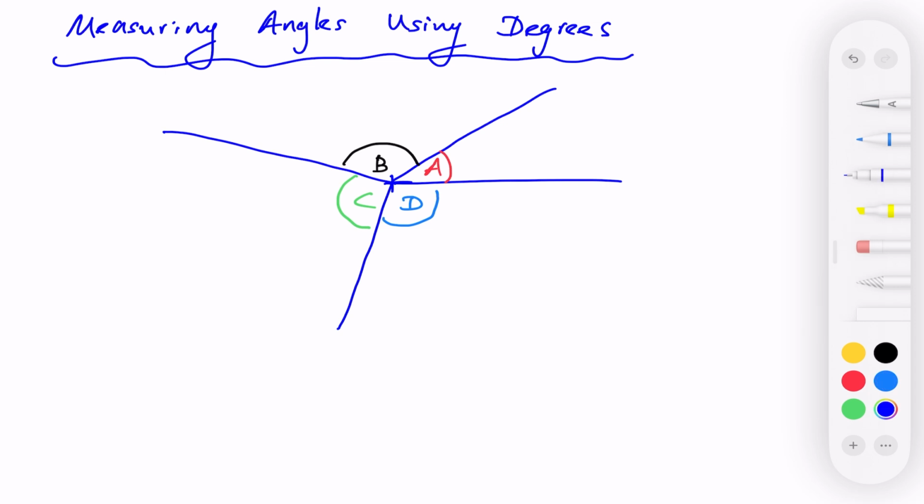We know the summation of all of those angles should be equal to 360 degrees. We can write it as an equation this way: angle A plus angle B plus angle C plus angle D should be equal to 360 degrees.